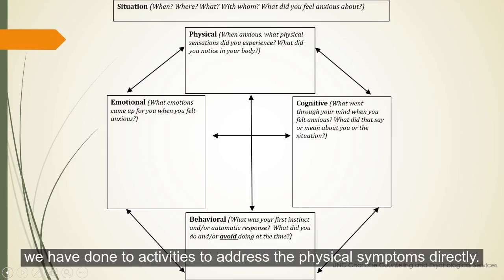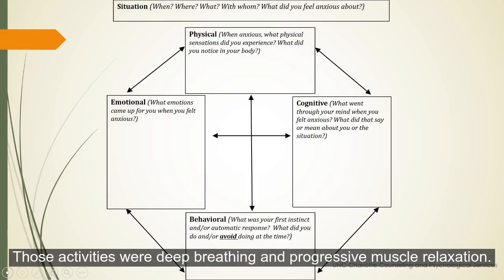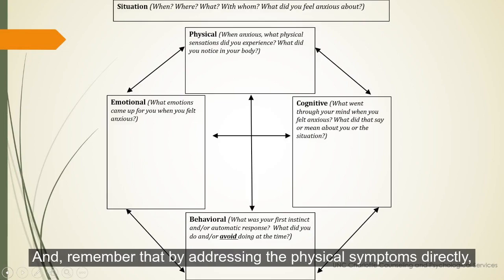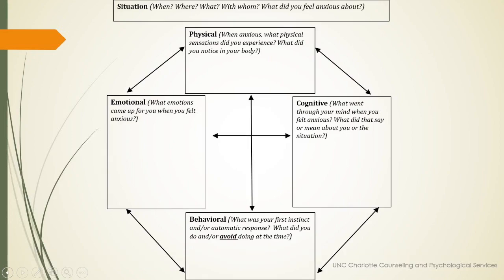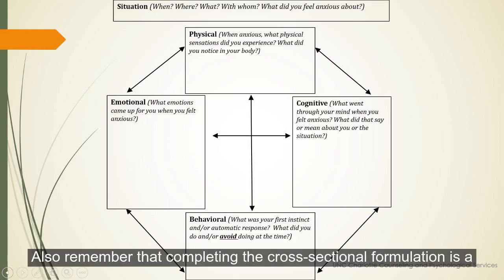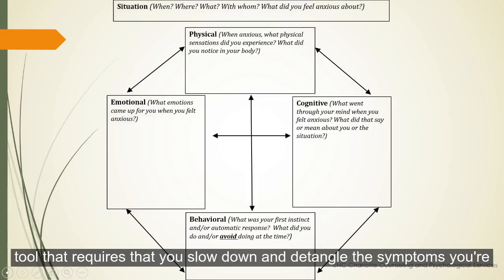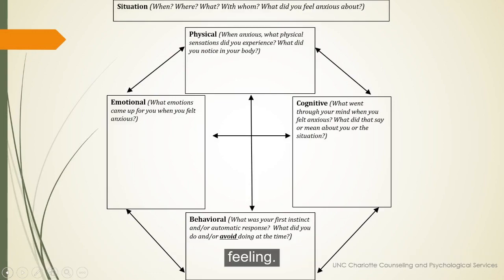Remember that we have done 2 activities to address the physical symptoms directly. Those activities were deep breathing and progressive muscle relaxation. And remember that by addressing the physical symptoms directly, you're freeing up mental energy to address other types of symptoms. Also, remember that completing the cross-sectional formulation is a tool. It requires that you slow down and detangle the symptoms you're feeling.